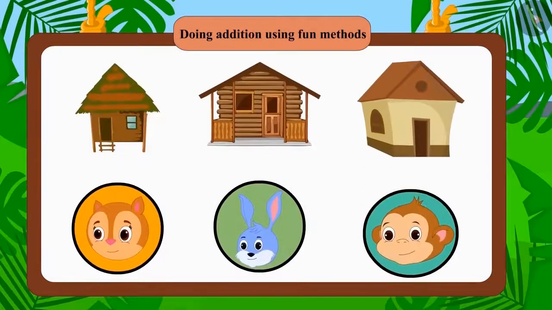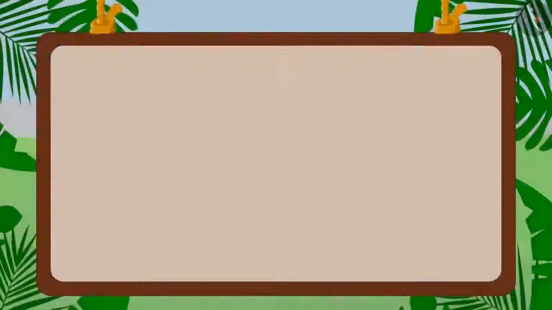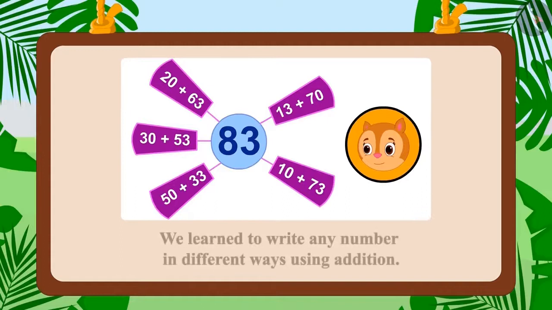Finally, Chanda, Bunny and Babban have built their houses. Children, in this lesson, we learned to write any number in different ways using addition. We will learn more about this in the next lesson.